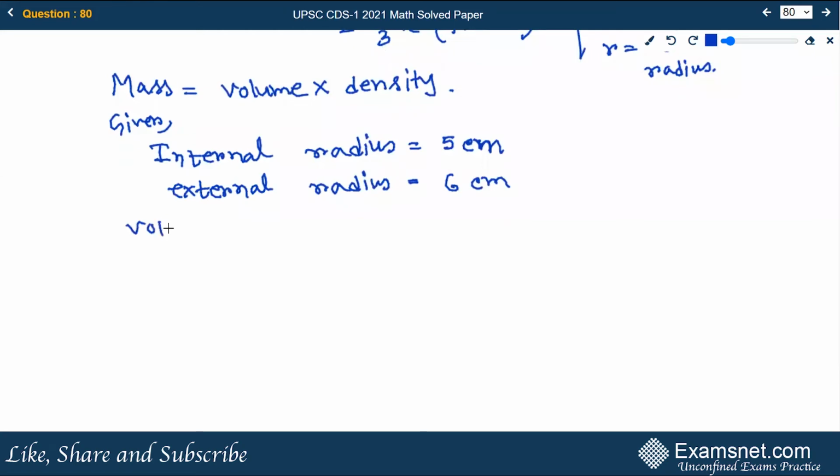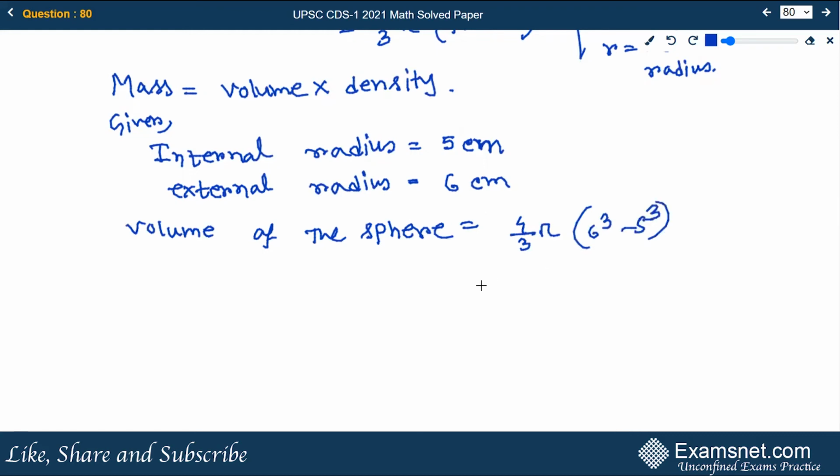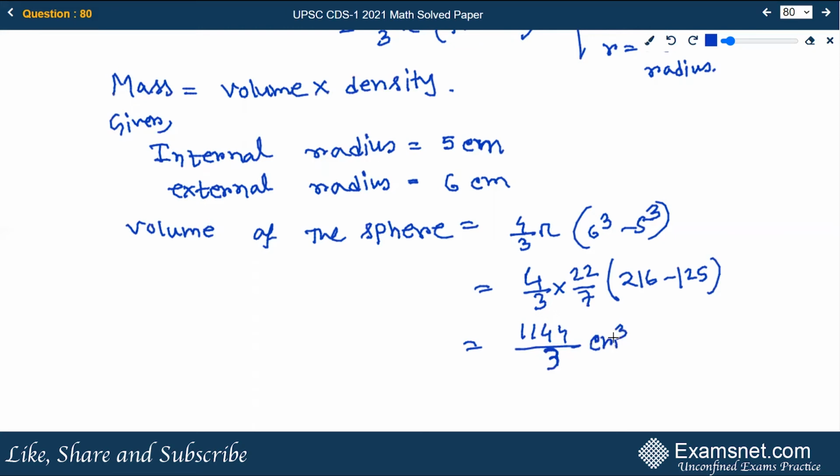So volume of the sphere is 4/3 pi (6 cube minus 5 cube). We can take pi as 22 by 7. So it is 216 minus 125. That would result in 1144 by 3 centimeter cube.